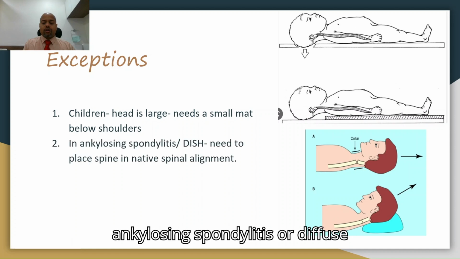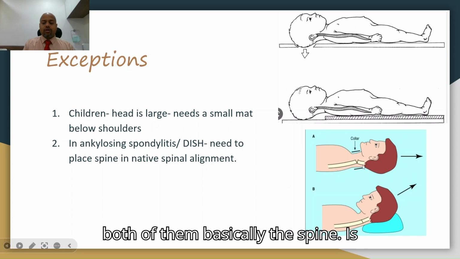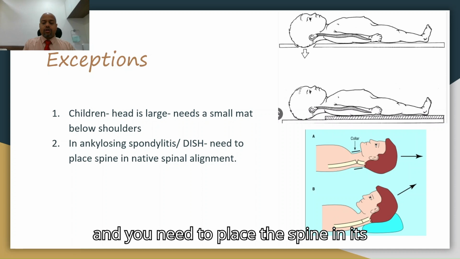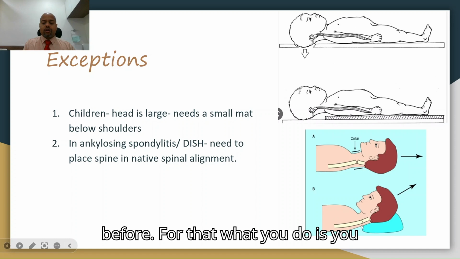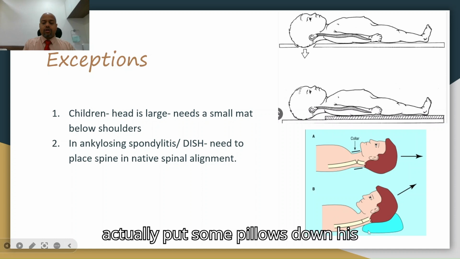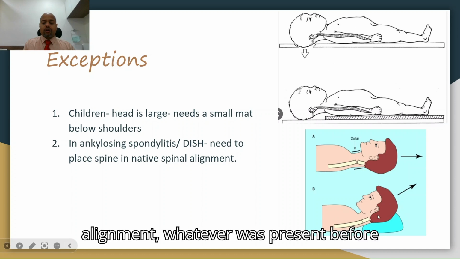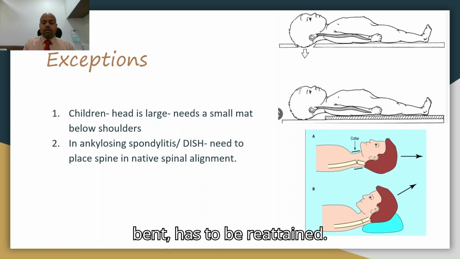And the second one is ankylosing spondylitis or diffuse idiopathic skeletal hyperostosis. In both of them, basically the spine is like a rod in which it is all fused, and you need to place the spine in its native spinal position as it was before. For that, you put some pillows under the head so that the alignment present before the injury, in which the neck was a bit bent, is reattained.